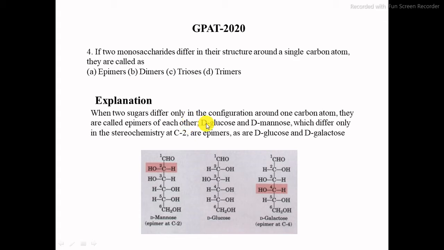They are D-glucose and D-mannose. Let's see the structures of D-mannose and D-glucose. The only difference between these two structures is the configuration at carbon number 2, right? So they are epimers to each other. And D-glucose and D-galactose are epimers to each other because they differ only in the configuration at carbon number 4, right? So here A is the right answer.